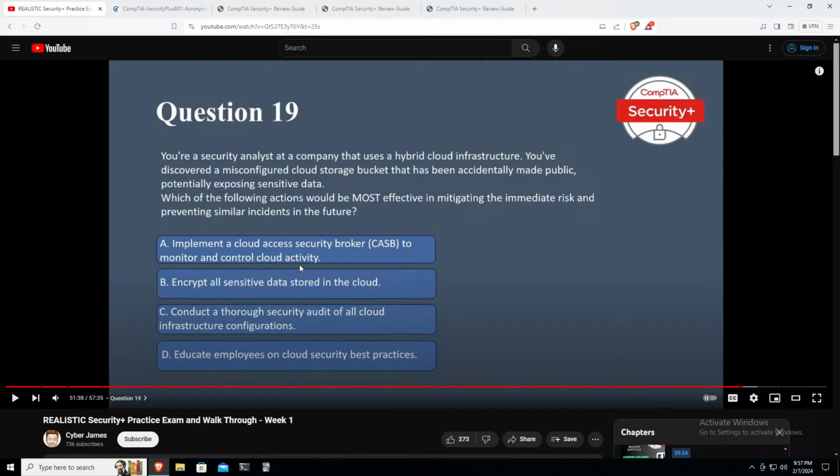Okay, so cloud storage bucket. Storage buckets are things in the cloud. So AWS, Azure, GCP, Google Cloud Platform is GCP. Which of the following actions would be most effective in mitigating the immediate risk and preventing similar incidents in the future?